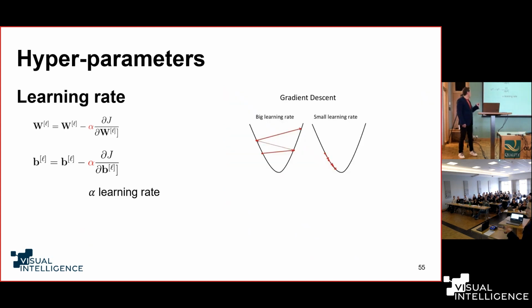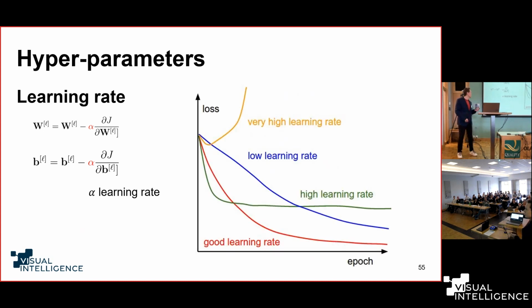So the learning rate is the most important thing. Not too big, otherwise it jumps back and forth. If it's too small, it's going too slow. So this is emphasized with this curve here. So yeah, low learning rate, slow convergence, very high, explodes. Good learning rate is the red one. This is where you want to be.